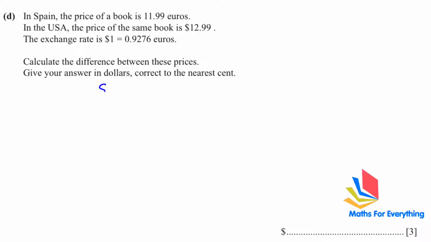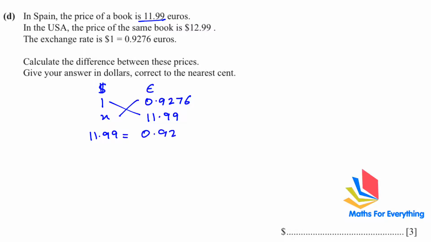We write down the currencies first. We have the dollar and we have the euro. The exchange rate is $1 is equal to 0.9276 euros. This is the cost of the book in euros, and we want to find the difference in dollars. So we are going to convert this to dollars, cross multiply. 1 multiplied by 11.99 is equal to x multiplied by 0.9276.